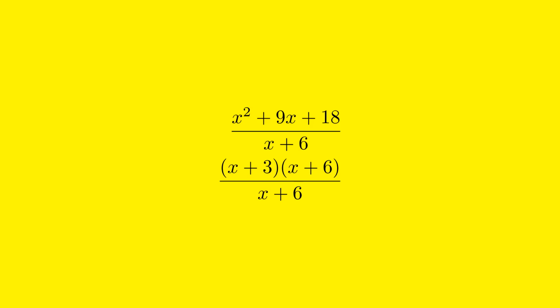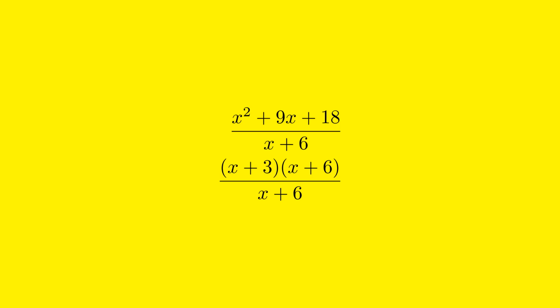To begin simplifying the rational expression x squared plus 9x plus 18 over x plus 6, observe the numerator x squared plus 9x plus 18. The first step is to factor the quadratic expression in the numerator if possible. Recognize that we are looking for two numbers that multiply to give the constant term 18 and add up to the coefficient of the linear term, which is 9.